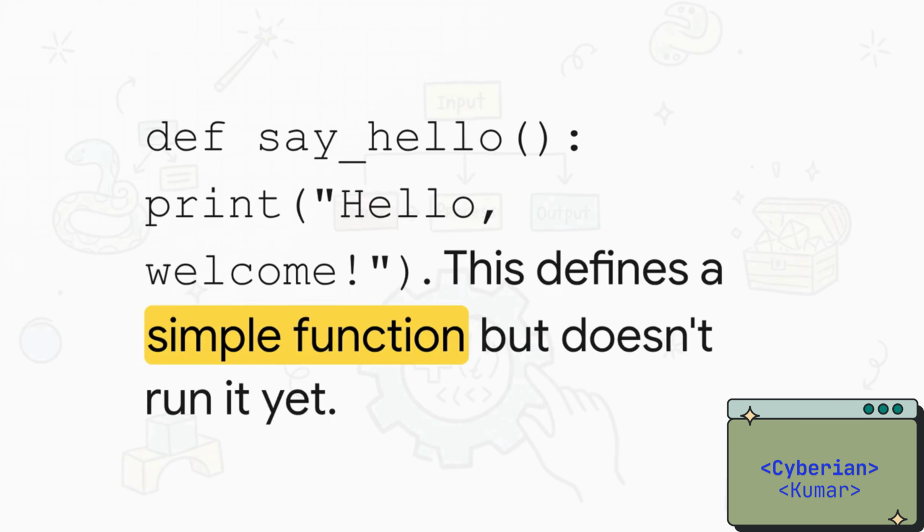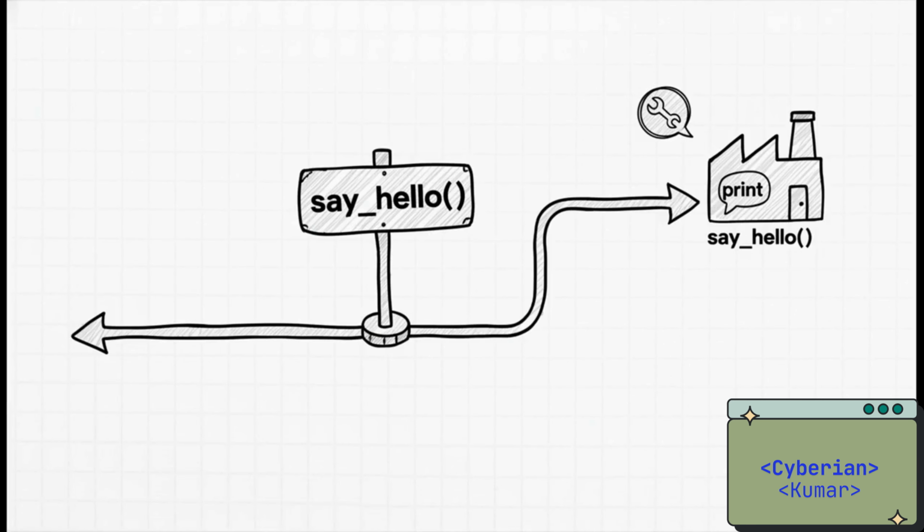Check this out. It's a perfect, simple example. We've defined a tool called say_hello. Its one and only job is to print a welcome message. But here's the really important part. Right now, all we've done is create the blueprint. The tool exists in our toolbox, but we haven't actually used it yet. It hasn't done any work. To actually get the tool to do its job, you have to call it. And you do that simply by writing its name, followed by those parentheses.